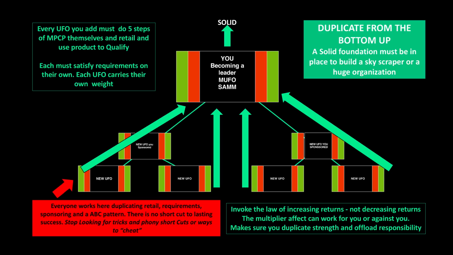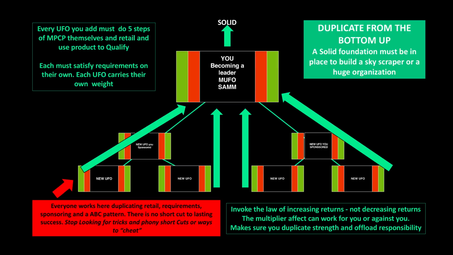So every UFO that you add must do the 5 steps. That's the business, right? That's the business. And the 5 steps of the MPCP themselves, not somebody doing it for them. What does that accomplish? Okay, and retail and use product to qualify. They don't buy 200. You sell through 200, and you have to document it. And then 150 a month has to have receipts. 150 a quarter to stay active has to have receipts, and that's repeat sales. So if it's real, it's real. And when it's real, it works. So if you want it to work, make it real.